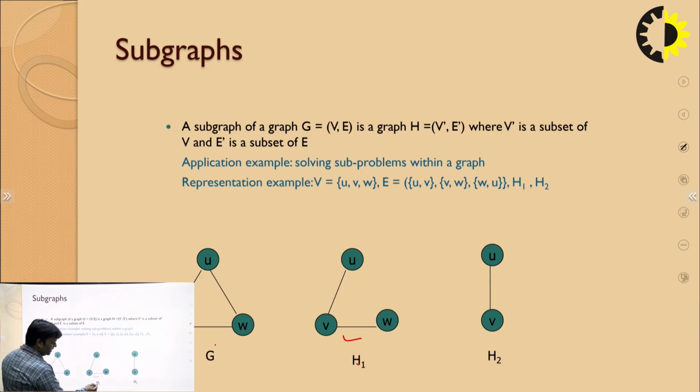Here H1 is a subgraph of G and H2 is a subgraph of G. U, V and W are the vertices of G, and we take a subgraph UVW, and these two edges also belong to G. Then H1 is known as a subgraph of G and H2 is known as a subgraph of G.